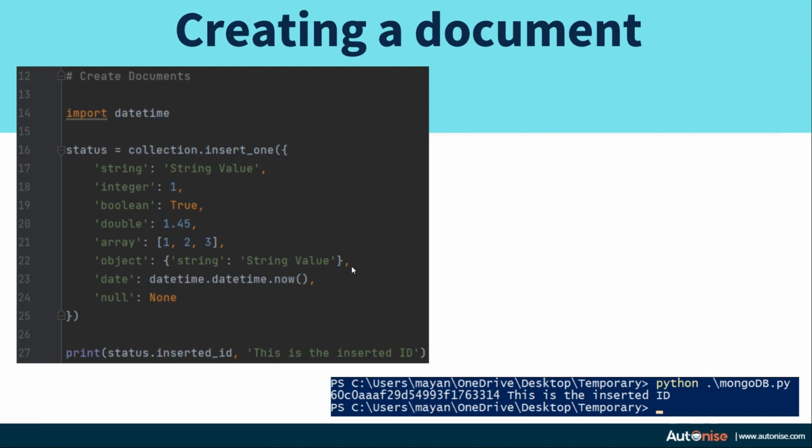So I created a program which I stored inside mongodb.py. I ran this Python program and you can see the inserted ID we get is a string like this. The inserted ID contains the time at which the document was inserted, and you can extract it by the MongoDB libraries as well.